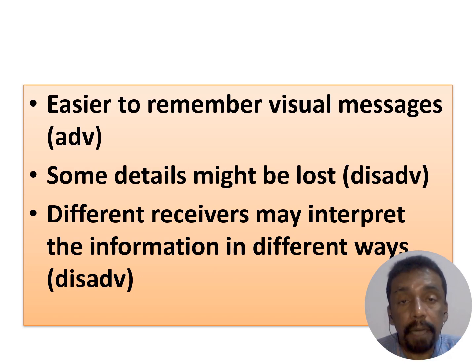However, some details might be lost. That's a disadvantage. Different receivers may interpret the information in different ways. That's pretty obvious because if you see a picture, for example, the way different people interpret the picture may be in different ways. So that's a disadvantage of visual communication.